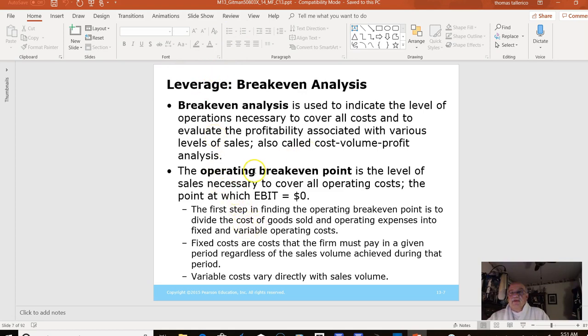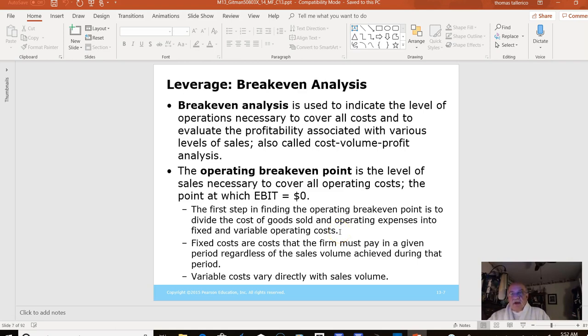So the operating break-even point is where EBIT equals 0. Okay? So you're going to sell so many widgets to the point where EBIT equals 0. Okay, and then the first step in finding this break-even point is to divide the cost of goods sold and operating expenses into fixed and variable costs.